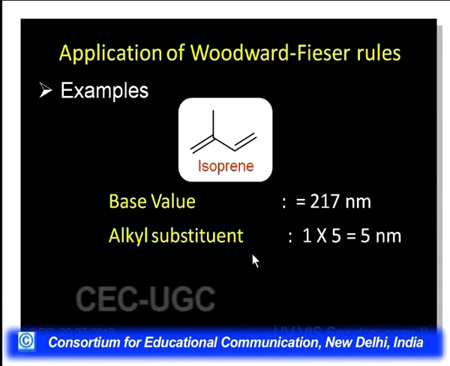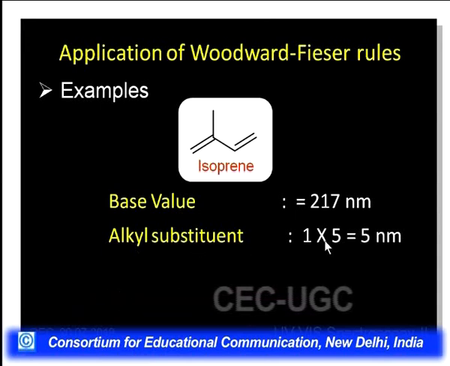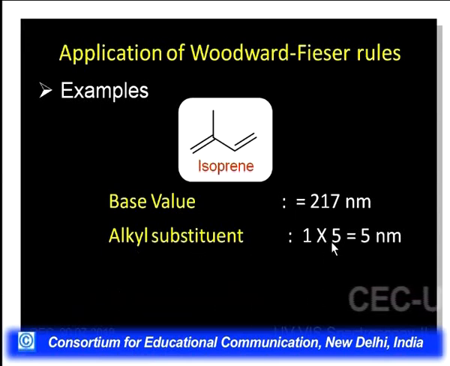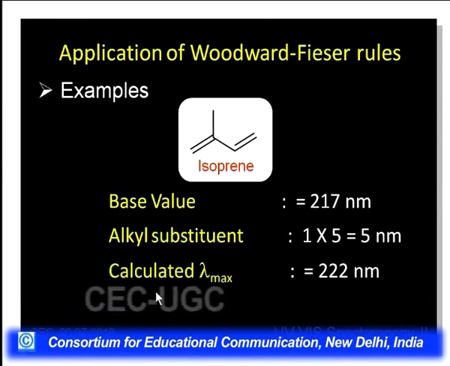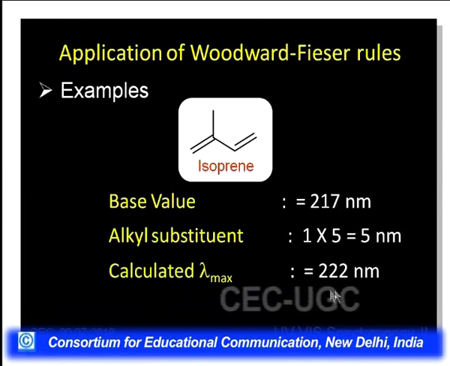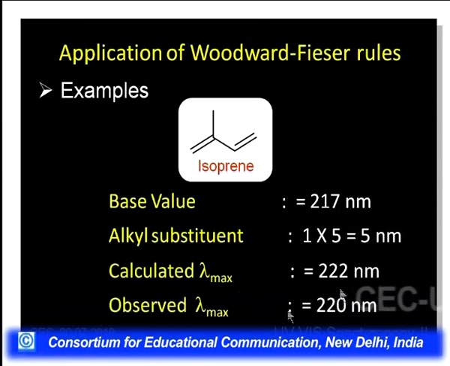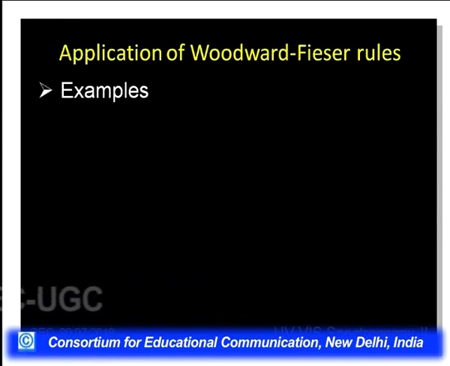And what we find is, in this case, this is my chromophore, and this is the only substituent over there. So there is only one alkyl substituent, and for each alkyl substituent there is an addition of 5. So 1 into 5 makes it 5 nanometers. 217 is the base value. The two add together to give me a calculated value of lambda max of 222 nanometers. And what you experimentally observe is 220 nanometers, which is fairly close. Okay, so that is the way we make use of Woodward-Fieser rules to predict the lambda max value for a given molecule. Let's take another example.